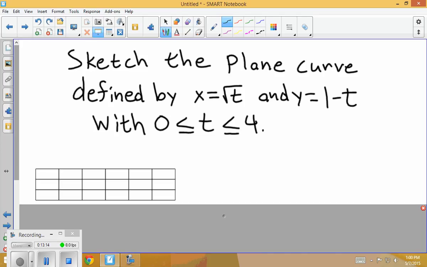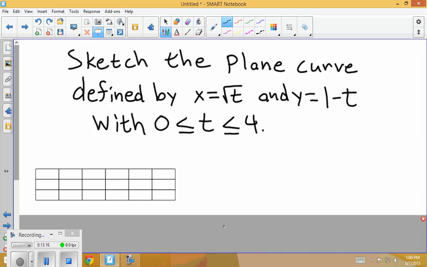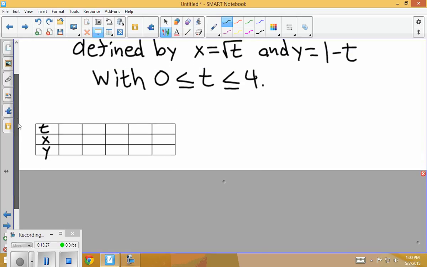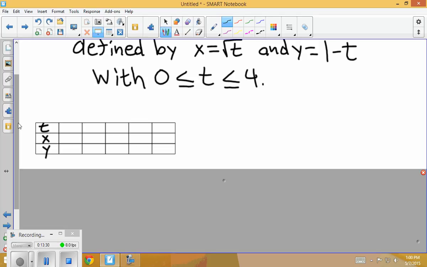So this means that we could do a table. So let's take this to be t, this to be x, and this to be y. So in this case, we are told that x is equal to the square root of t and y is equal to 1 minus t. t is between 0 and 4. So let's pick some values for t. Let's say 0, 1, 2, 3, 4. There's nothing super special about these values for t. We just need to make sure that they are included in the interval. And in this case, that interval is from 0 to 4. So we can go over on the side and we can do some calculations.